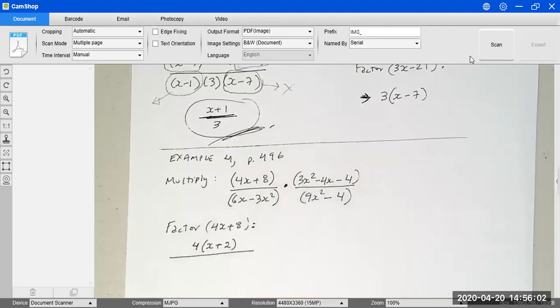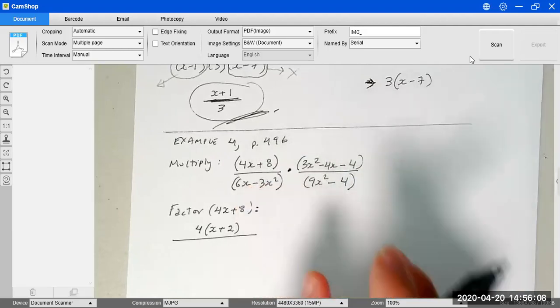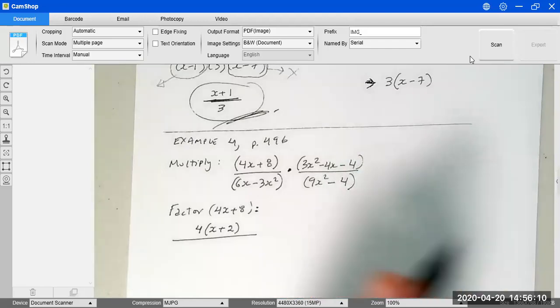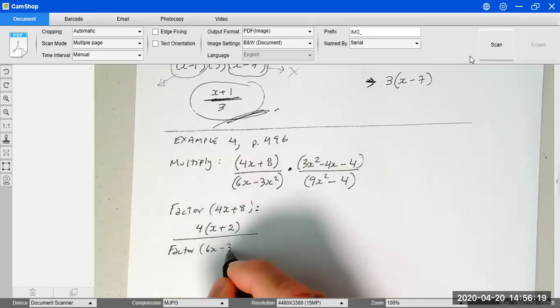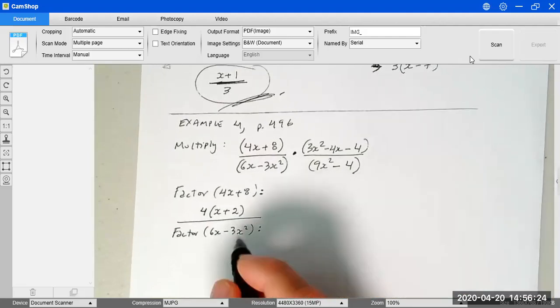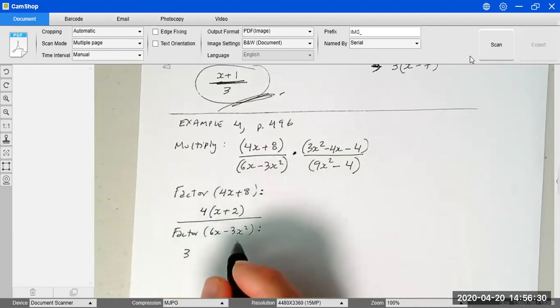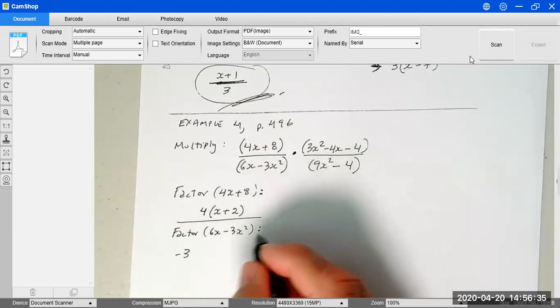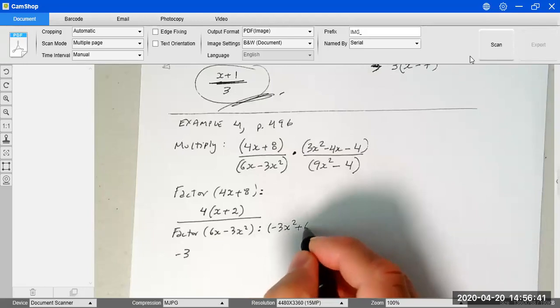That's my first factor. Then we can go in a different order. It doesn't matter as long as you put everything into the right place at the end. So I'm going to continue with this one now. I'm going to factor 6x minus 3x squared. What is the greatest common factor here? The greatest common factor is going to be negative 3, because this is the leading term. This should be first. So you can write this as negative 3x squared plus 6x.